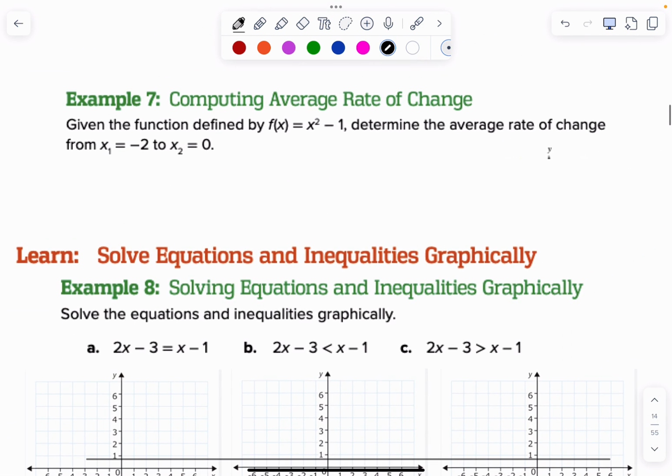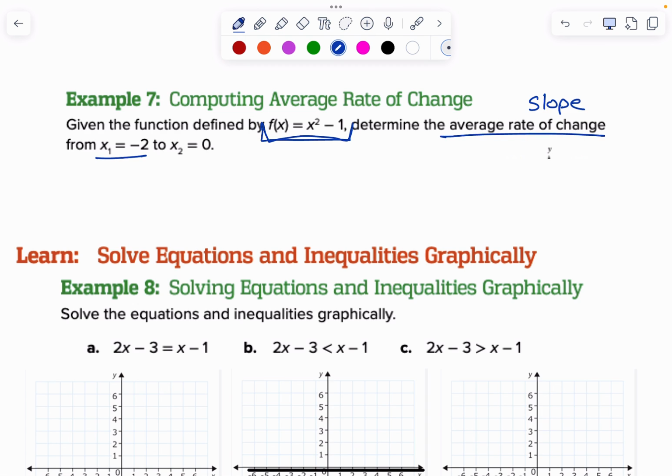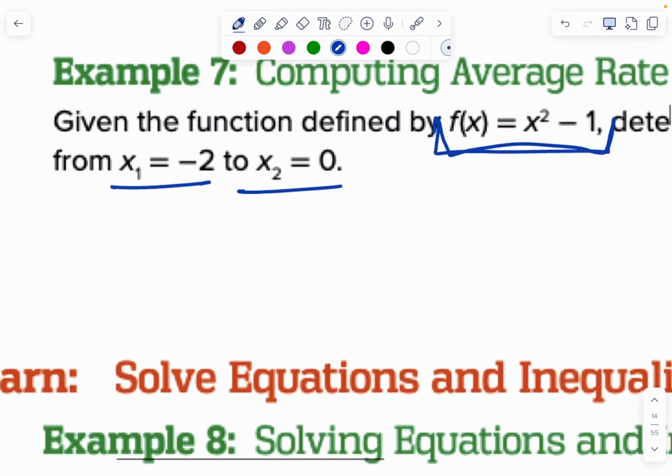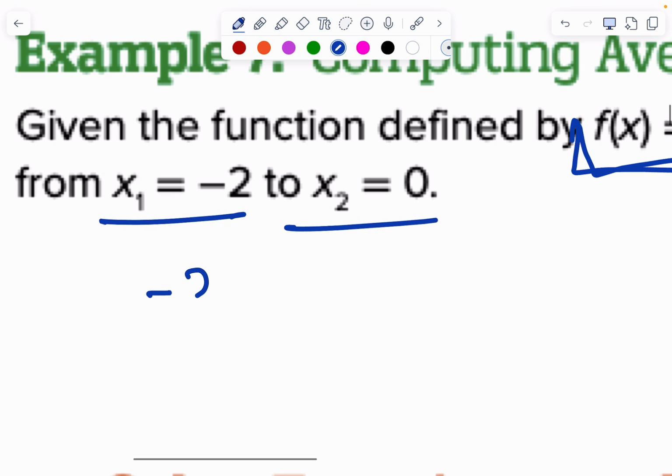All right, 7. Given the function, so now we don't have a graph to look at. Now we have this function right here, x squared minus 1, that's a parabola. Determine the average rate of change, which again means slope. But they say from -2 to 0. Now, everybody real quick, look at this. I know on your homework assignment that instead of saying from x1 = -2 to x2 = 0, they will write it like this. They will write it in interval notation, okay?